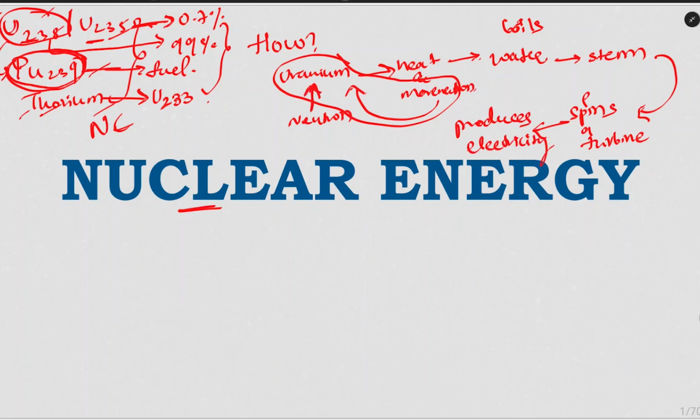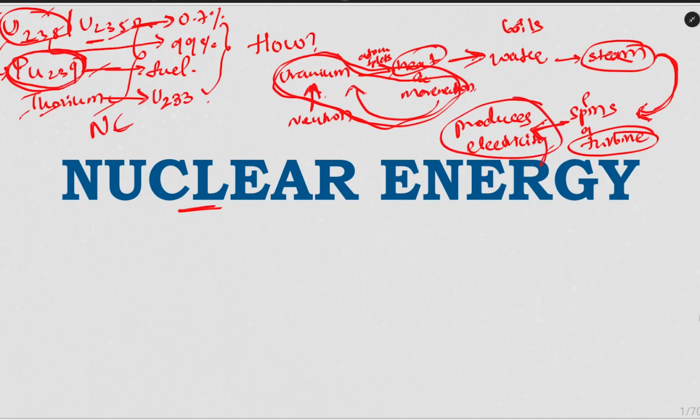Here the uranium is hit by a neutron, then the atom splits and produces heat, nothing but energy, and also some neutrons. These neutrons are again used to split the atoms of uranium, and this continues. It becomes a chain reaction, and this heat is used to boil the water which produces steam. This steam is used to spin the turbine which produces electricity. This is how nuclear energy is used to produce electricity.